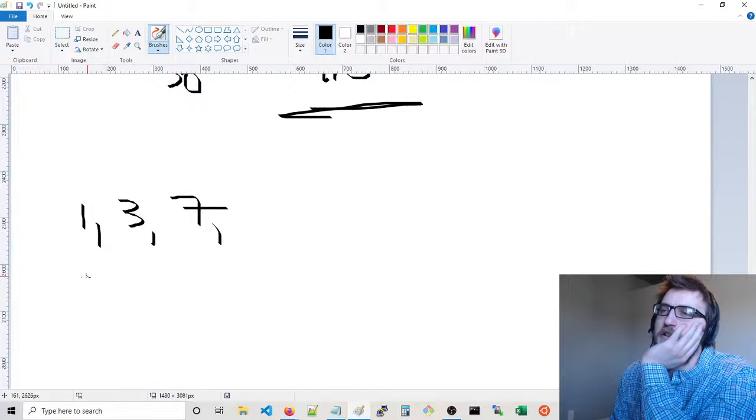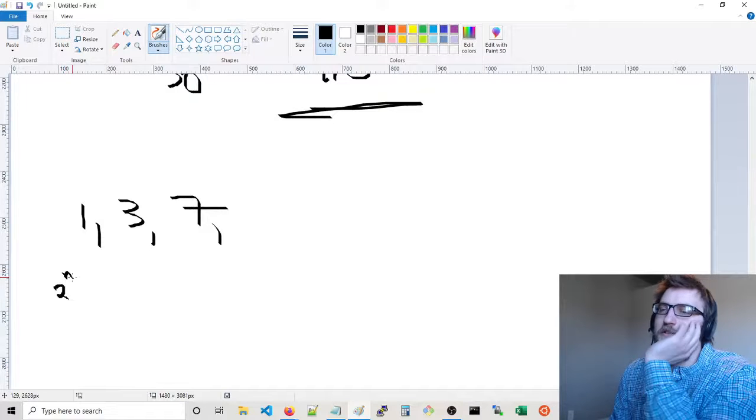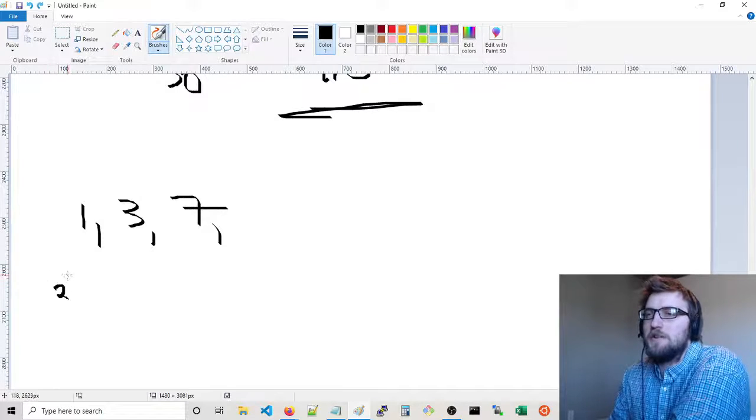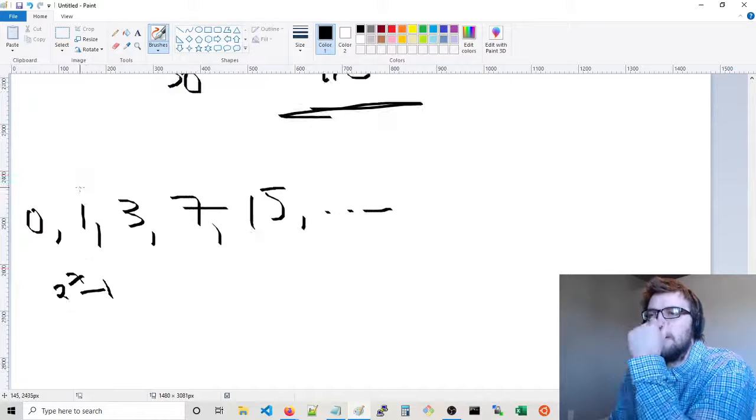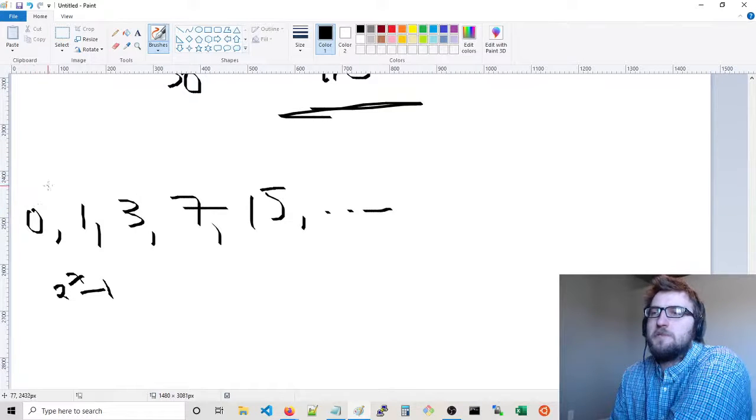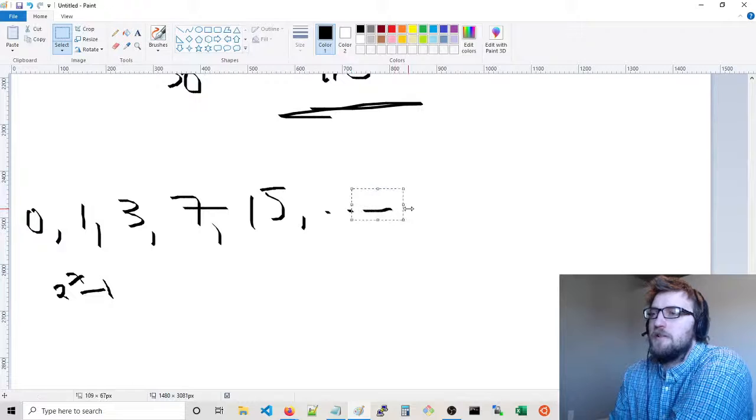I think it's going to be 2 raised to the n, or 2 raised to the x rather, minus 1. Right. So this is 0, 1, 3, 7, 15, and so on. This is 2 raised to the first is 2. 2 raised to the 0 is 1, minus 1 is 0. Those are sort of the numbers that we're going to consider.